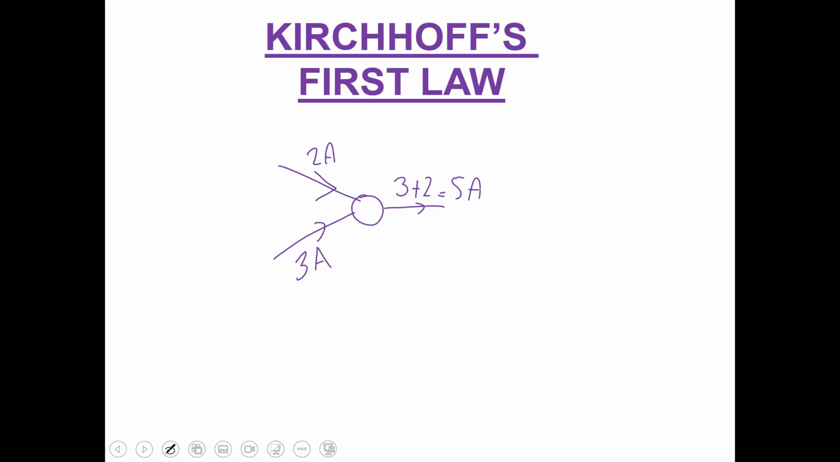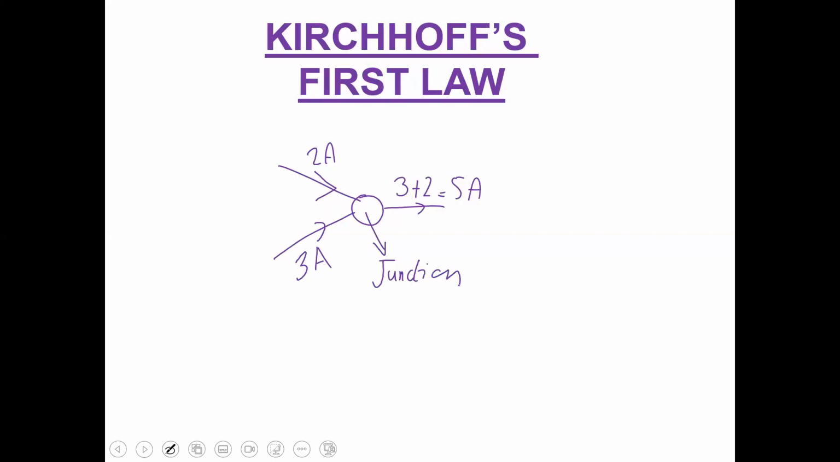Kirchhoff's first law says that current is like a flow of electrons. When current enters a junction, we call this roundabout in this topic a junction. Like vehicles entering a roundabout, the total current entering a junction is equal to the total current leaving the junction. We need a statement because this topic comes in our course. In the paper, they ask, state Kirchhoff first law. The first law is actually a concept of the law of conservation of charge, electrons.